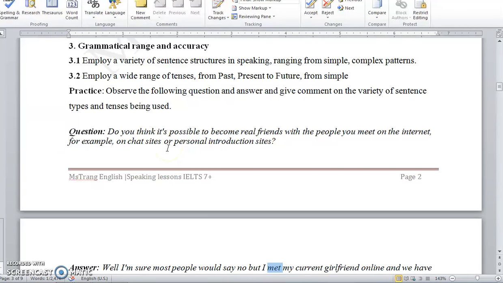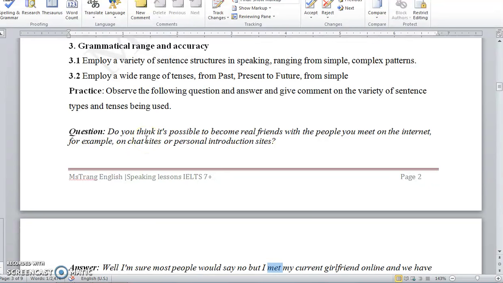We're going to continue with the third factor, which is grammatical range and accuracy. The range means the variety. So grammatical range means you can use a variety of grammatical features. For example, talking about sentence structures, in general we have three kinds: simple, compound, and complex. We are going to talk about it more clearly in writing, but now I just want to stress that in speaking, we need to try to employ a variety of sentence structures in order to make the examiner understand that you know them, you can use them.